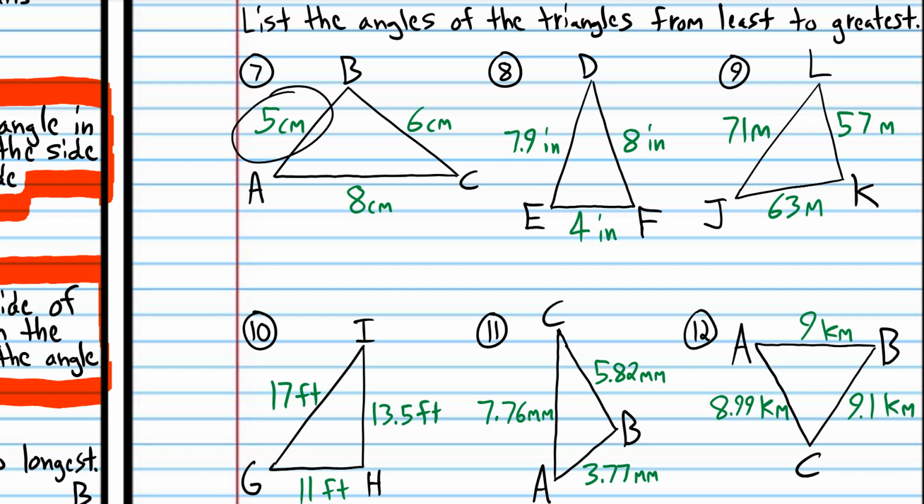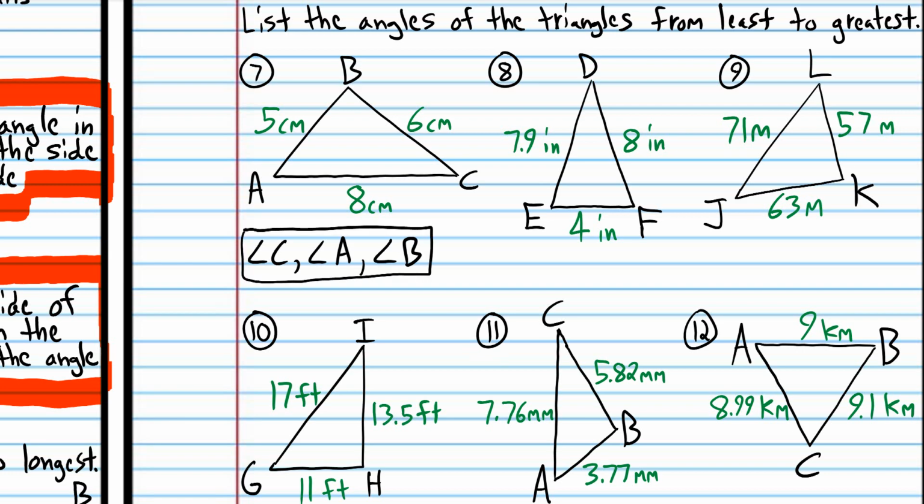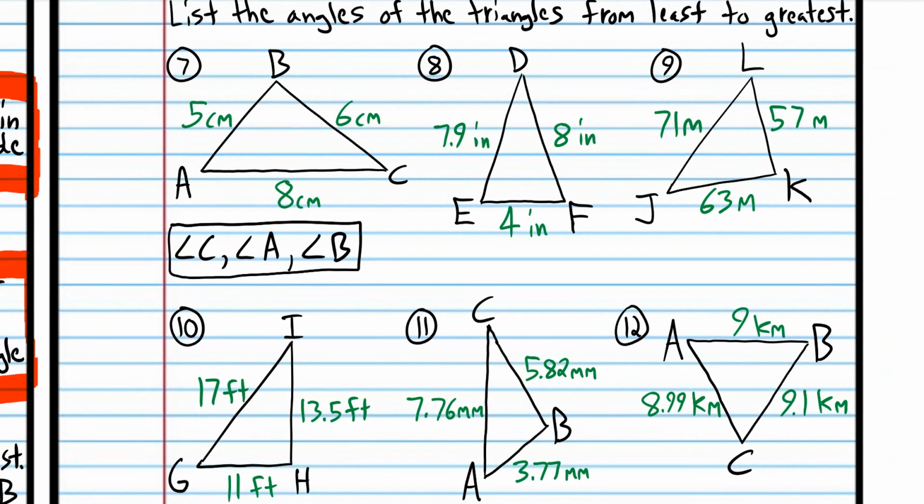5 centimeters is the smallest side, so the angle opposite that side must be the smallest angle. So we're going to list that angle first. That's the smallest angle. 6 centimeters is the next biggest side, so the angle opposite that side must be the next biggest angle. And of course, then we have angle B left over, and that is the answer. We listed the angles from least to greatest, and of course these are inner angles. We don't care about exterior angles in these problems.